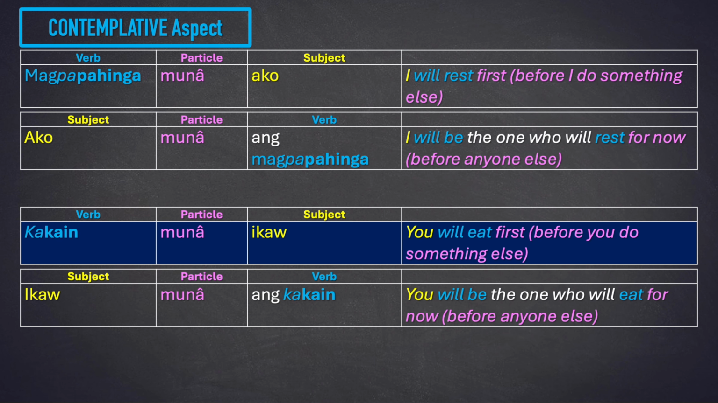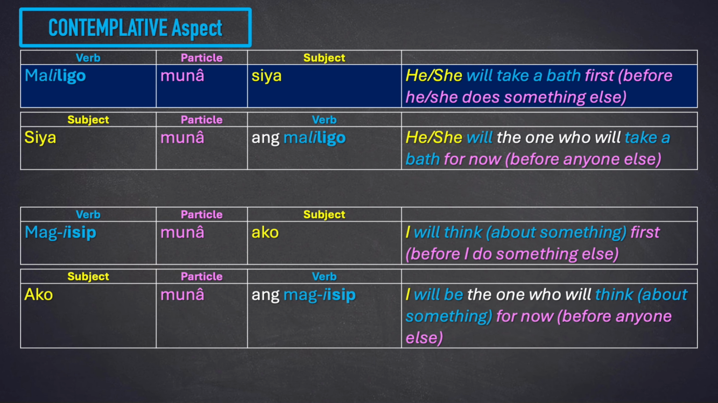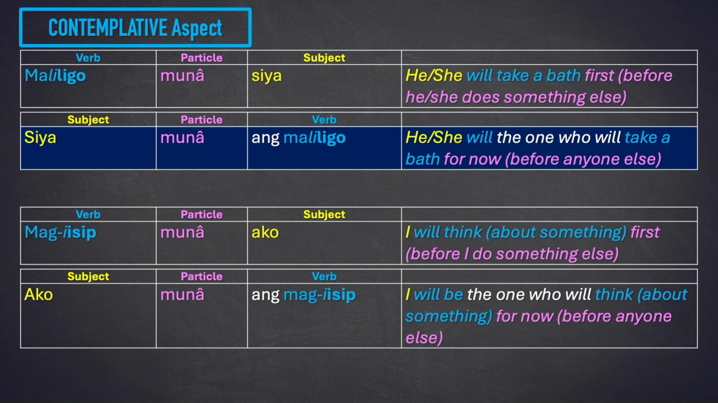Kakain muna ikaw. You will eat first before you do something else. Ikaw muna ang kakain. You will be the one who will eat for now before anyone else. Maliligo muna siya. He or she will take a bath first before he or she does something else. Siya muna ang maliligo. He or she will be the one who will take a bath for now before anyone else.